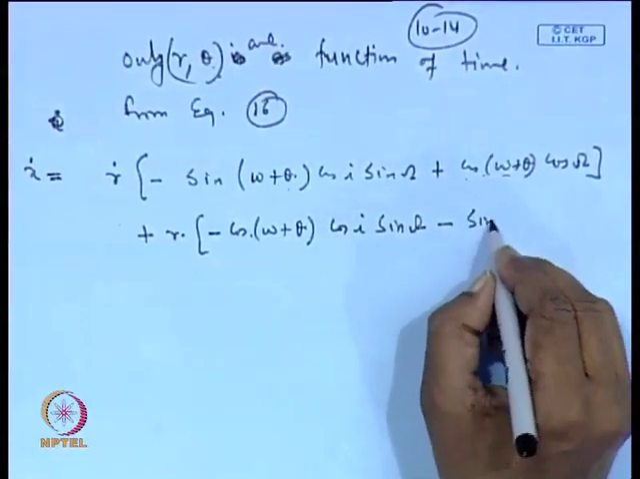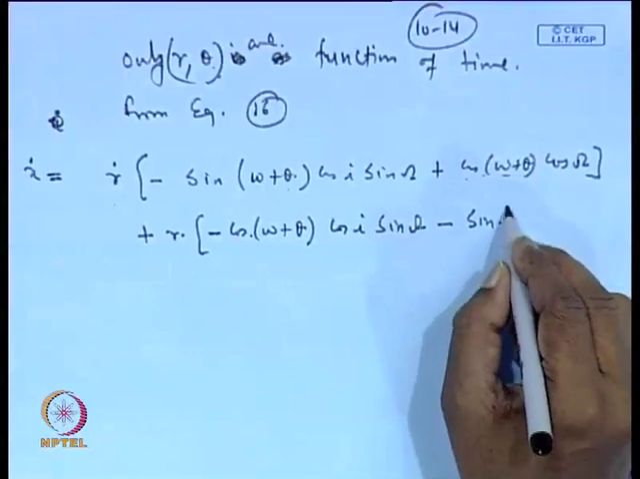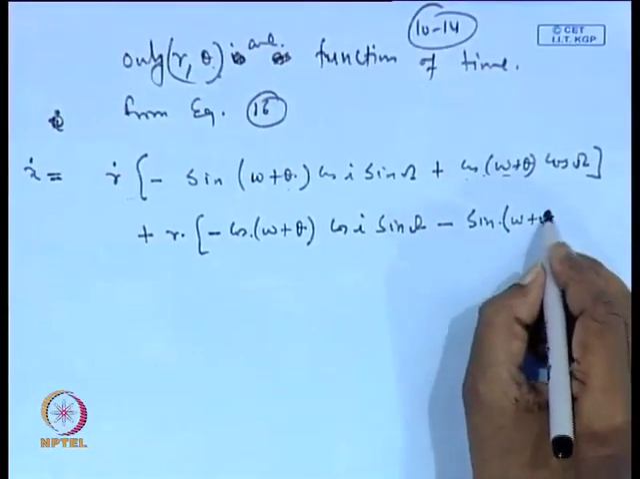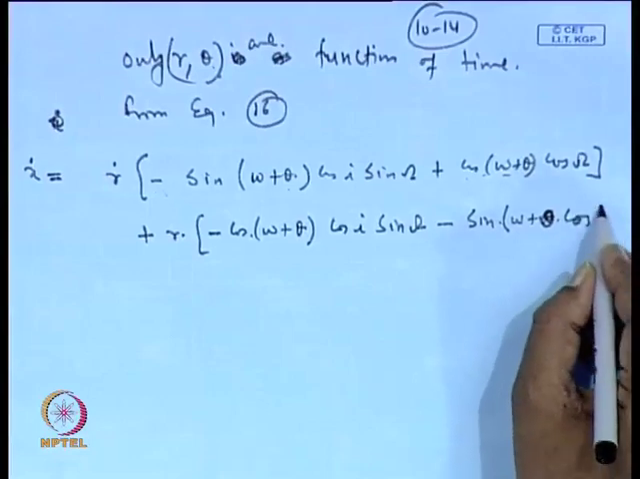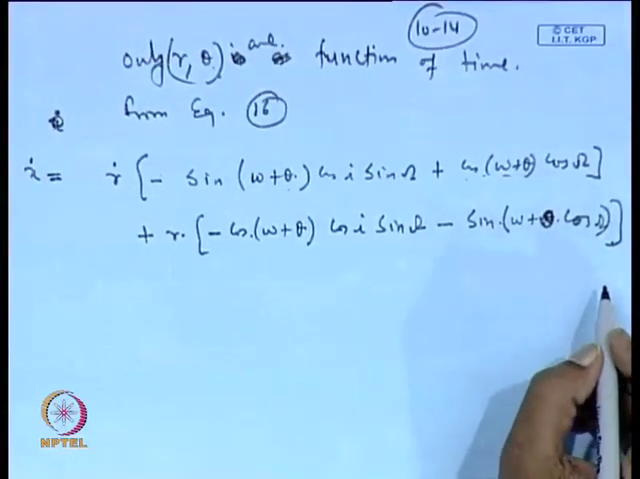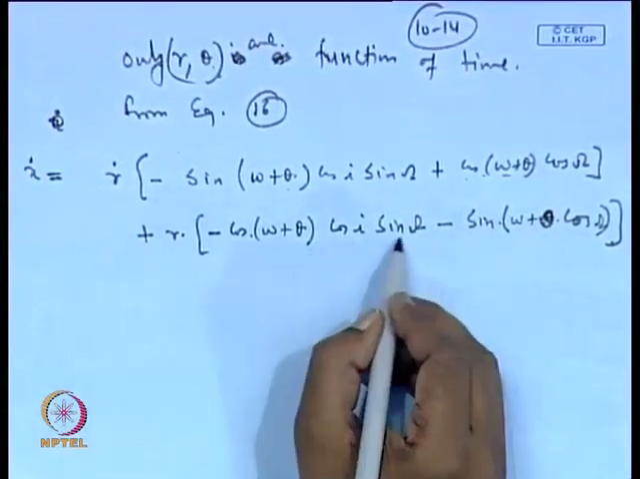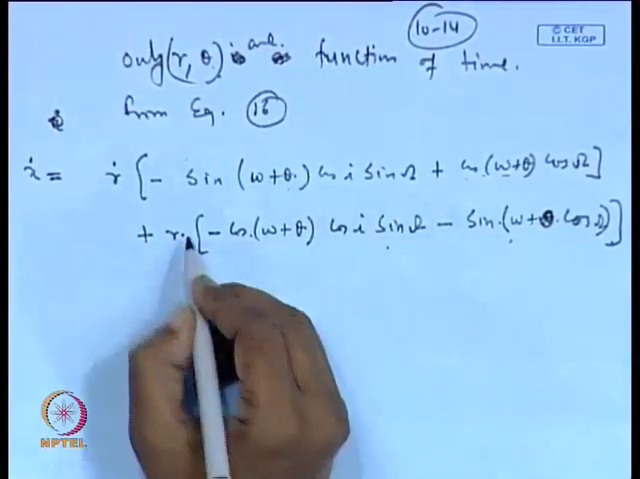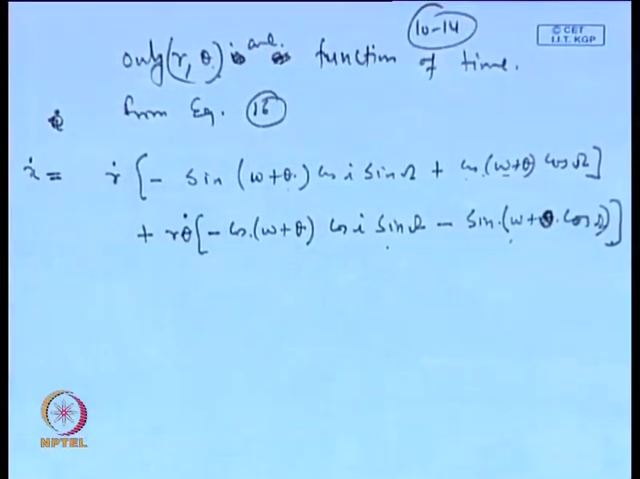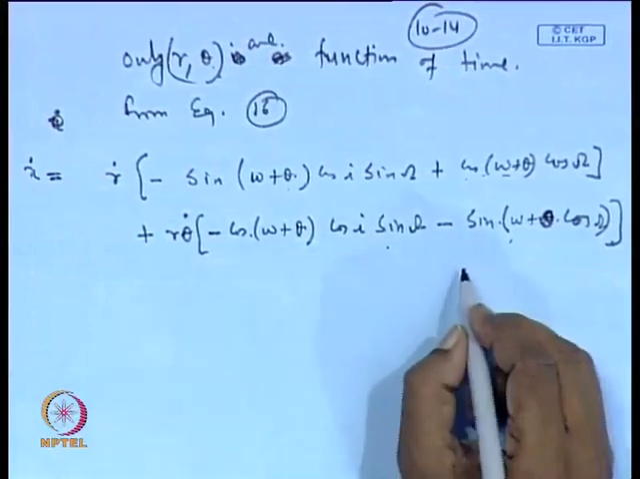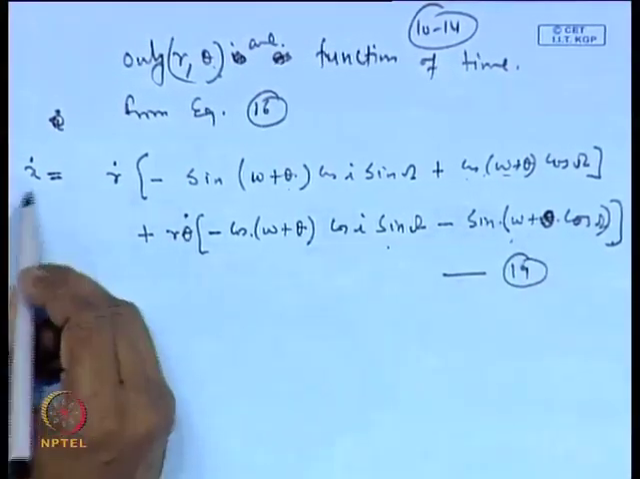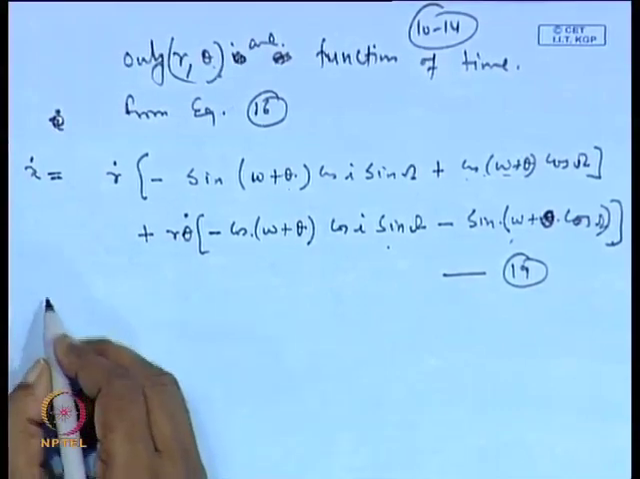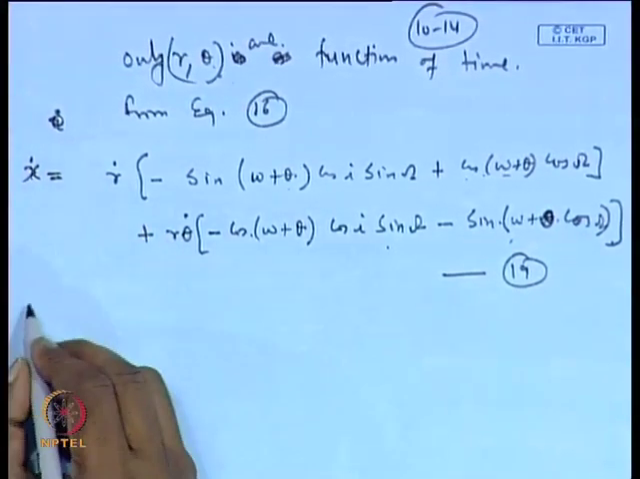So, here we have to write sin(omega plus theta) with a minus sign and cos capital omega, and theta dot will appear. Theta dot appears in both these terms, so we write theta dot outside here. This is equation number 19. This gives us the velocity component in the x direction.